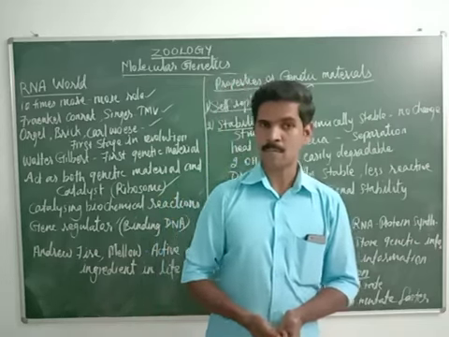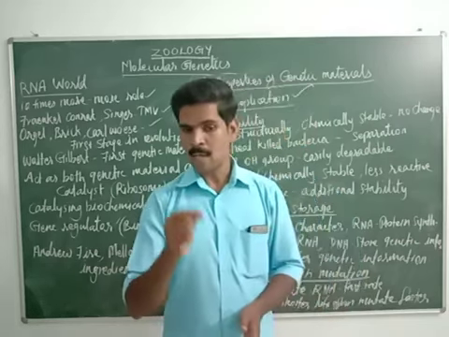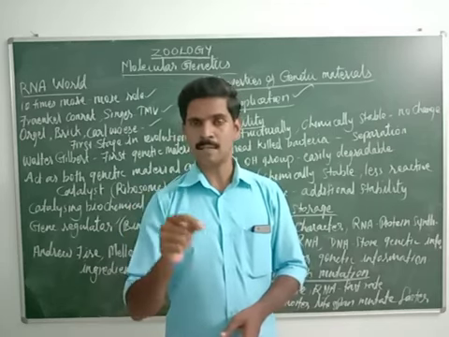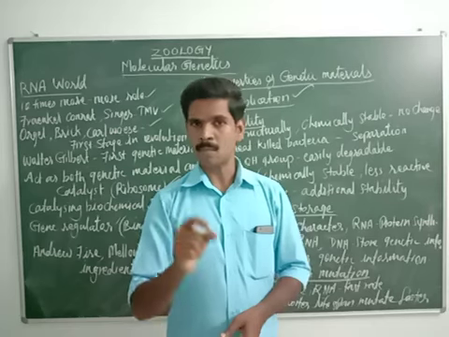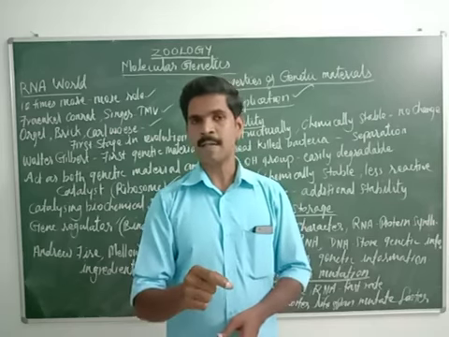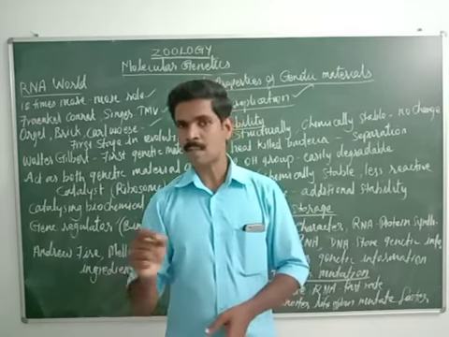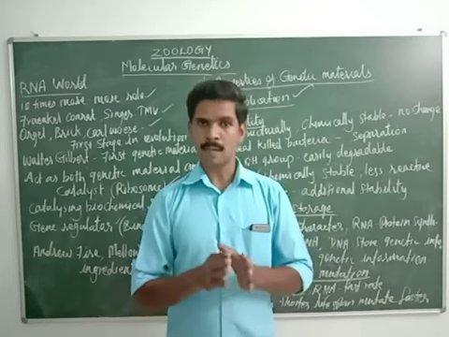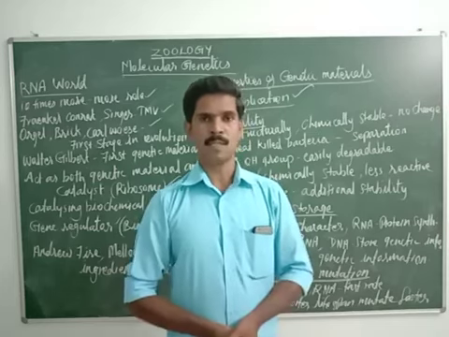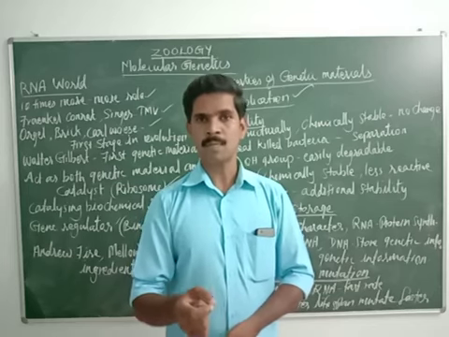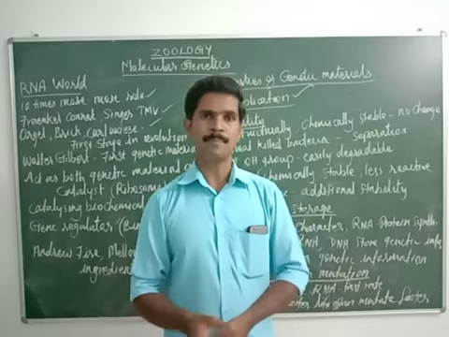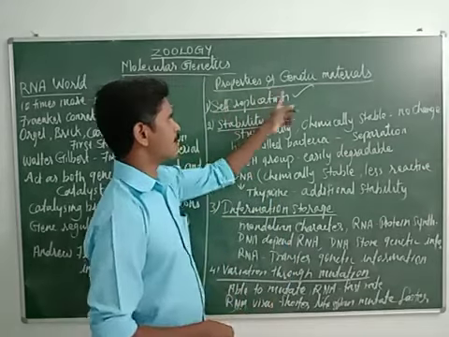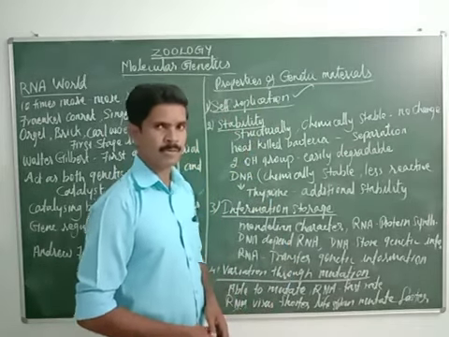For example, in the last class I told you, adenine always pairs with thymine by 2 hydrogen bonds, and guanine pairs with cytosine with the help of 3 hydrogen bonds. This is the base pair rule. According to these base pair rules, the genetic material should be able to replicate. So this is the first property of genetic materials. Hope you understood this point.